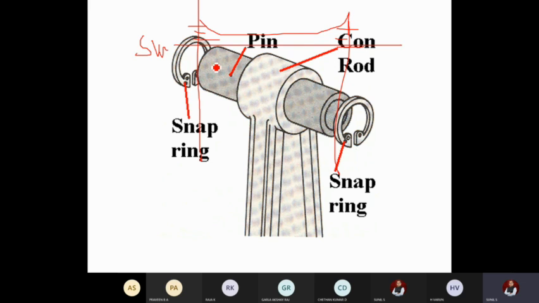Okay. So you can see the connecting rod. This is the connecting rod. So this piston and connecting rod are connected with the help of the piston pin. At both ends, snap rings will be put at the end of the gudgeon pin, and it will be locked so that this becomes a rigid structure. It cannot move. So whenever the pressure is there, that will be transferred from piston to the connecting rod.